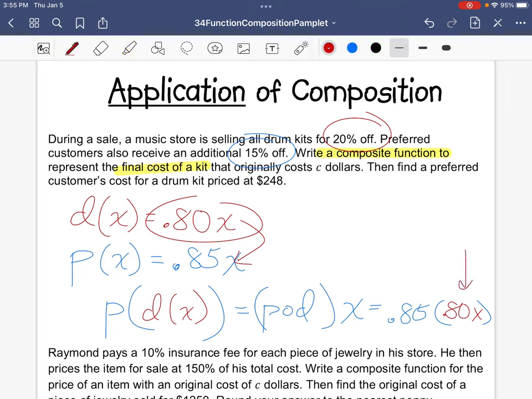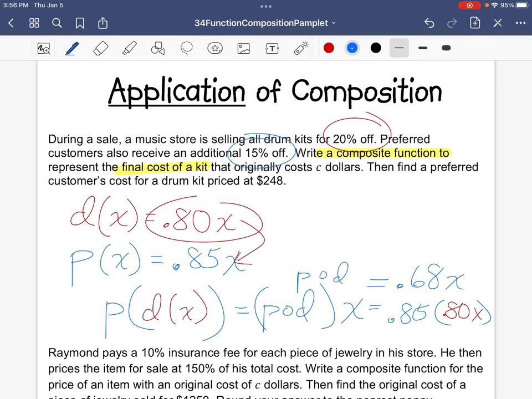So I see my 0.80 on the inside times 0.85. That's actually something you want to calculate now. When I calculate it, you take 0.85 times 0.8 and you get 0.68x. What is that? That's your final equation, your final discount equation.